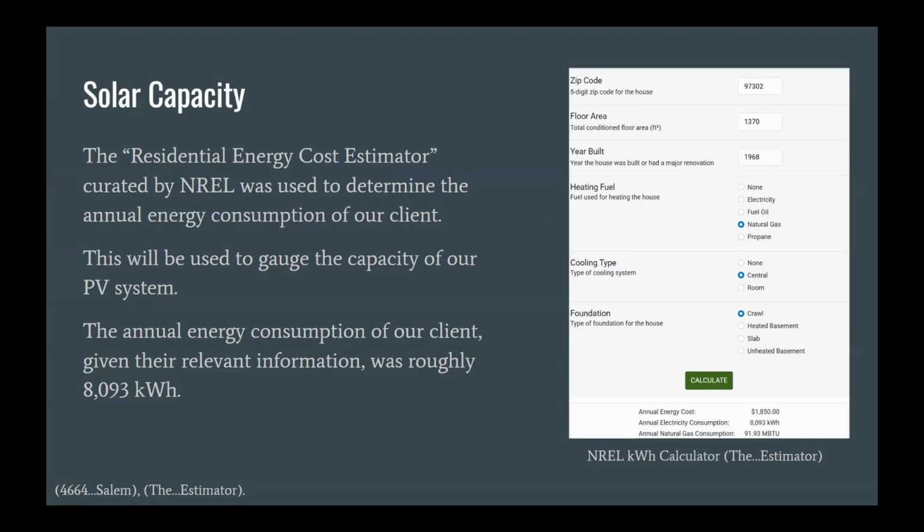Now we're going to take a look at the solar capacity. I used the residential energy cost estimator from the NREL. This was created by them. Basically, its purpose is to determine the annual energy consumption of anyone seeking to look at their power bill. I put in all of the information I could find from the housing website Zillow into our calculator, and I used this annual energy consumption to gauge the capacity of the PV system we will need. After calculations, the annual energy consumption of our client, given the information, was roughly 8,093 kilowatt hours per year.